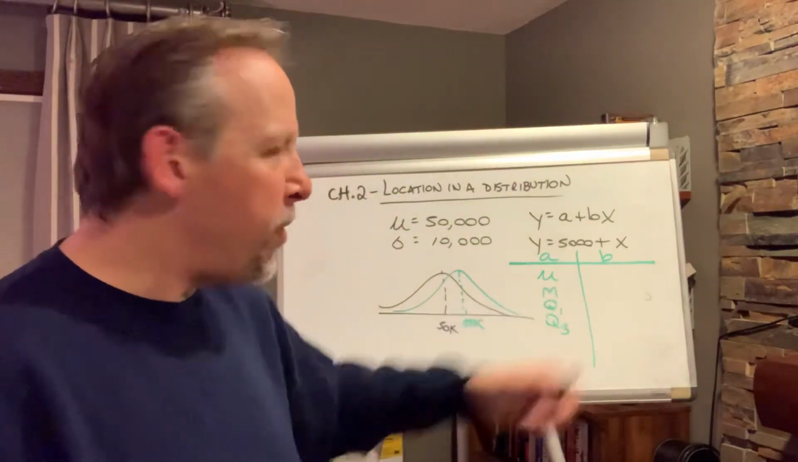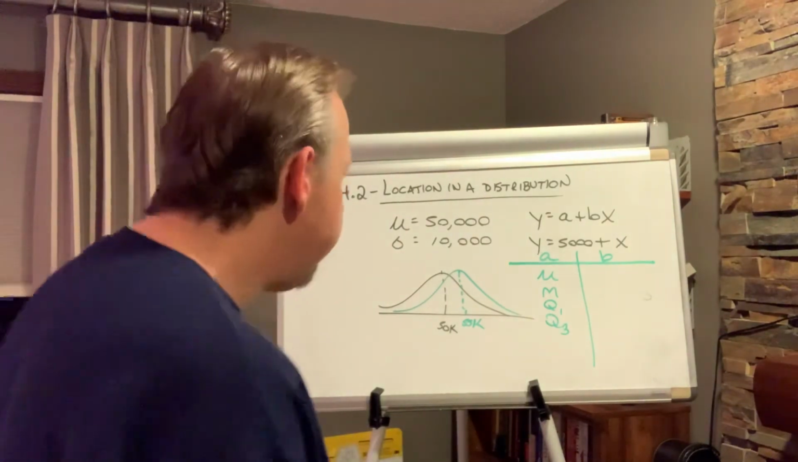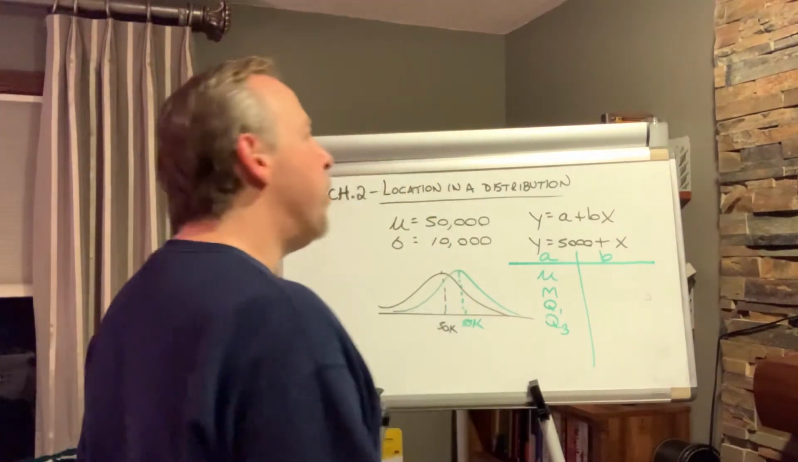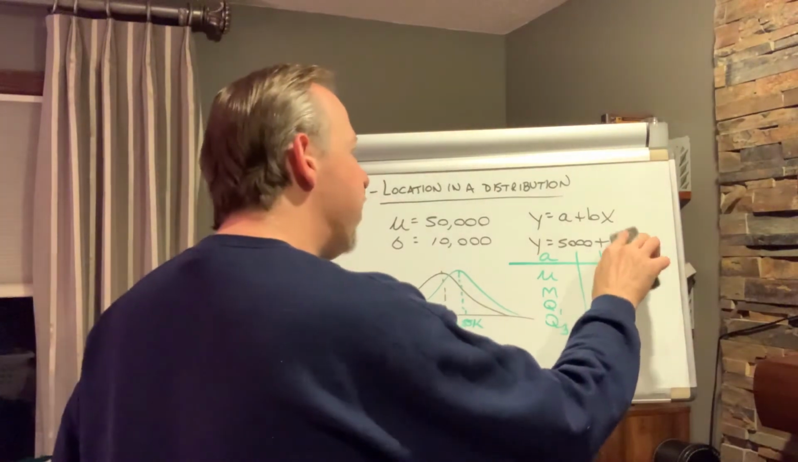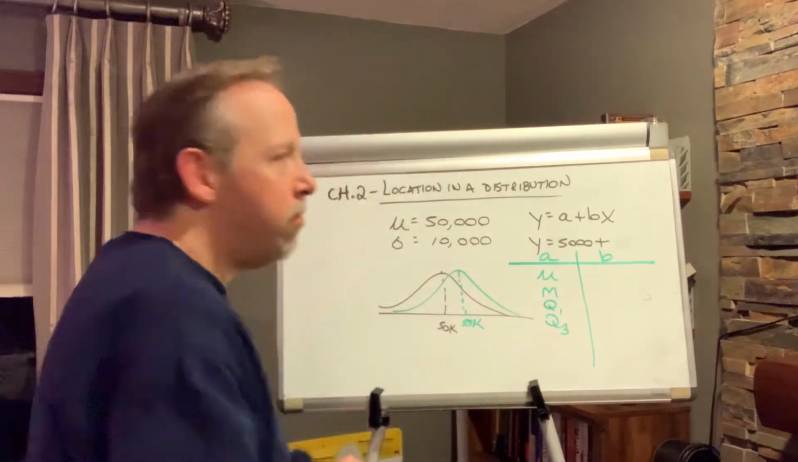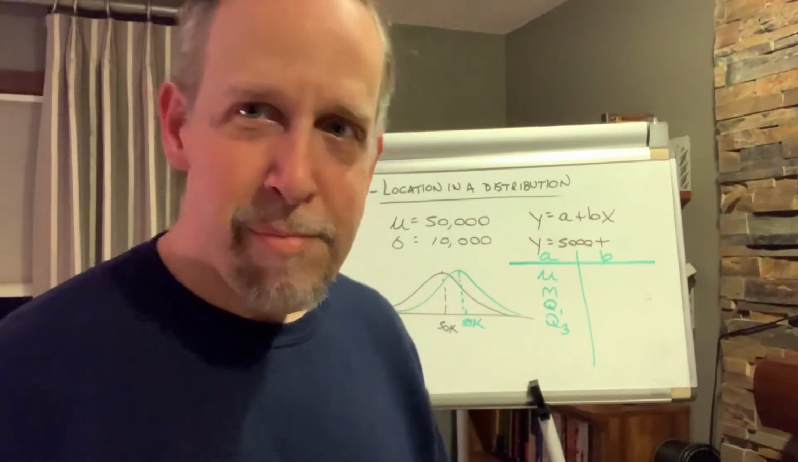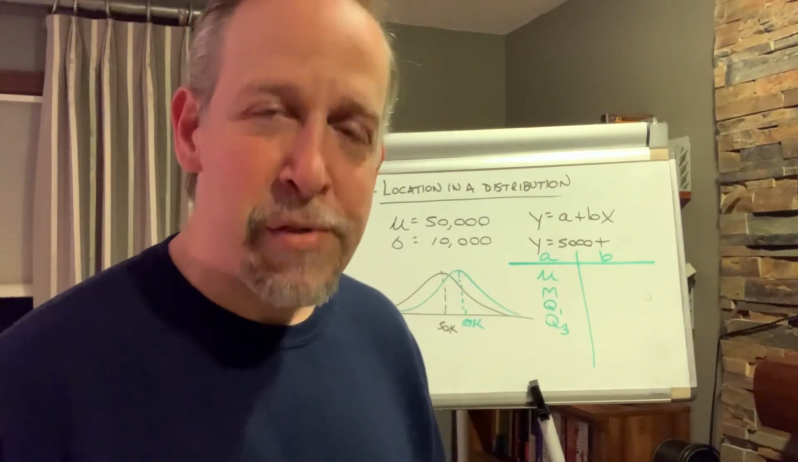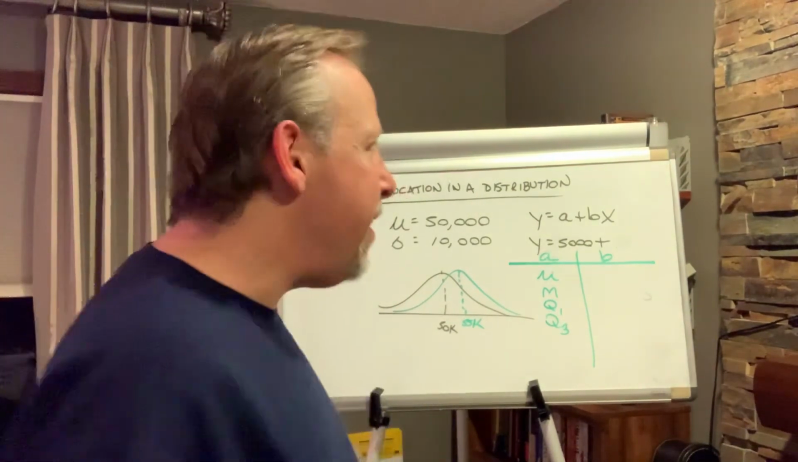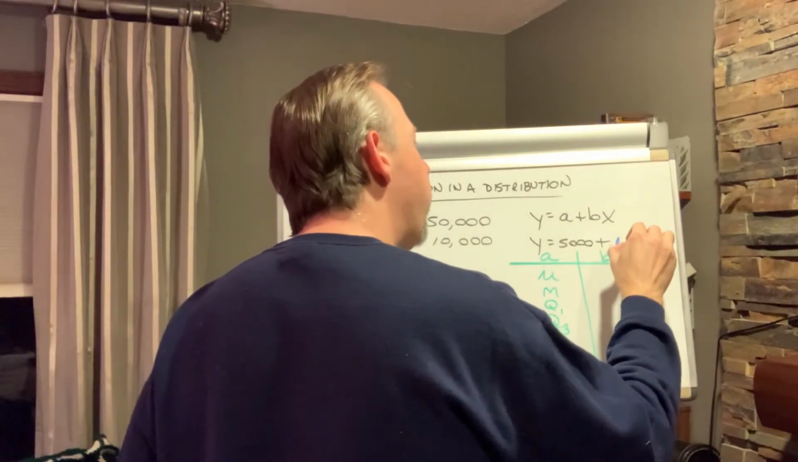Well, what about with a B shift, a phase shift, if you will? What if everyone gets, in addition to the $5,000, they also get a 10% raise? 10% raise. That means that in addition to the $5,000, you're getting a 1.1 multiplier.